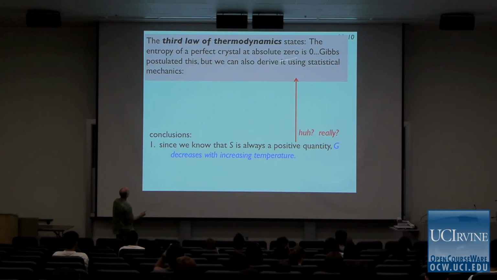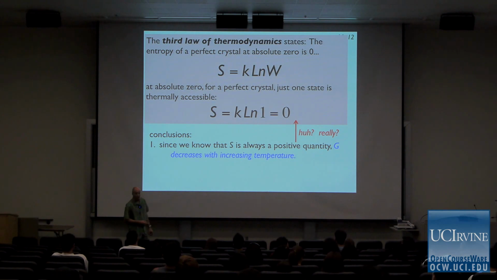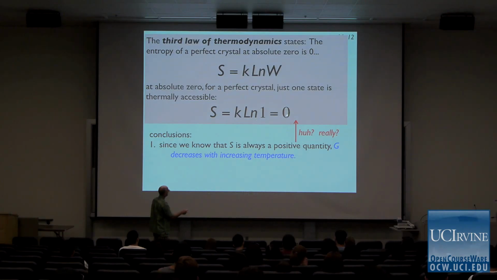Gibbs postulated this, but we can also derive it using statistical mechanics. Remember, S equals k log W. Well, if W is 1, in other words, if there's only one thermally accessible state for the system, and at a temperature that's low enough, that's always going to be a crystalline state, all the atoms are occupying positions in a crystal.